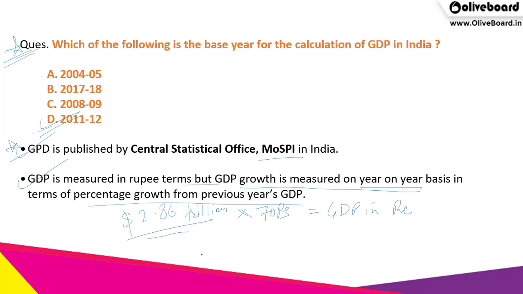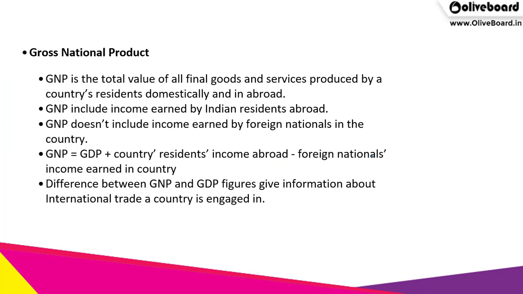Now suppose, let's say, 2 trillion was the GDP in 2017-18, and now 2.2 trillion is the GDP next year. So 0.2 by 2, so a 10% increase in GDP. That's how we project the increase, or GDP growth rate, in terms of percentage, which we normally see in newspapers and other media items.